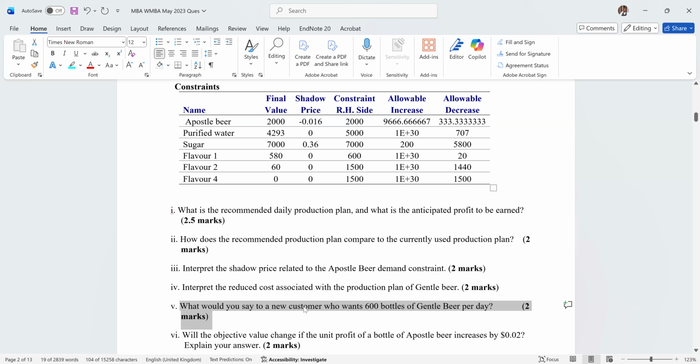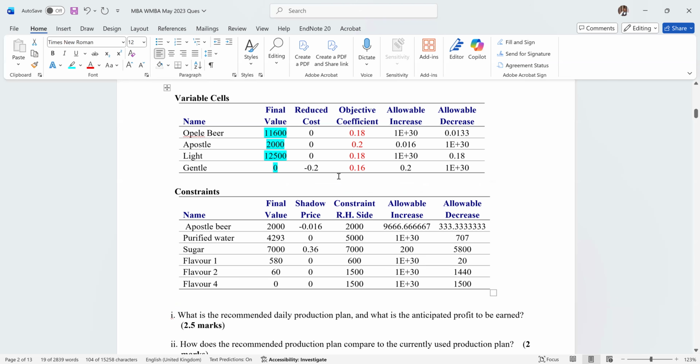This is a very smart question. What would you say to that new customer? You tell that new customer to increase the per unit price or profit. Right now it is $0.16. That's why you are not actually producing it. So you tell that person that you should increase it by 0.2. So you got to move it from 0.16 to 0.18 minimum. Anything below that you won't sell. So it's currently not profitable to produce gentle beer, because the resource requirement and the per unit profit relative to the others is not good. That's why the value is 0.